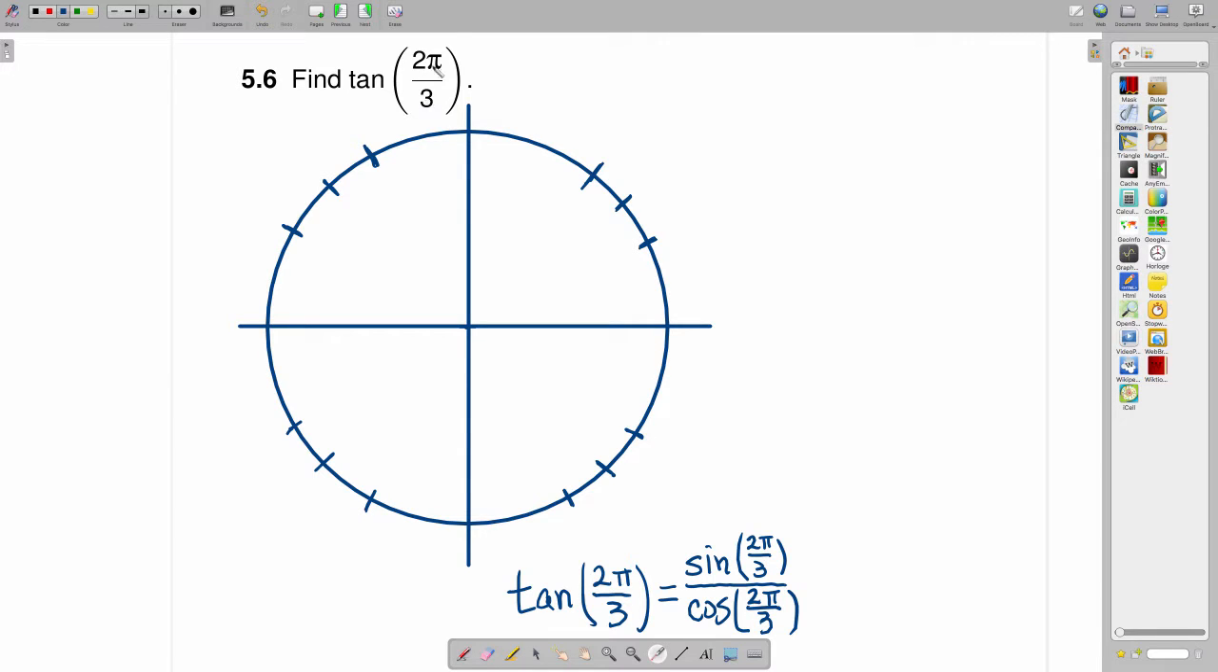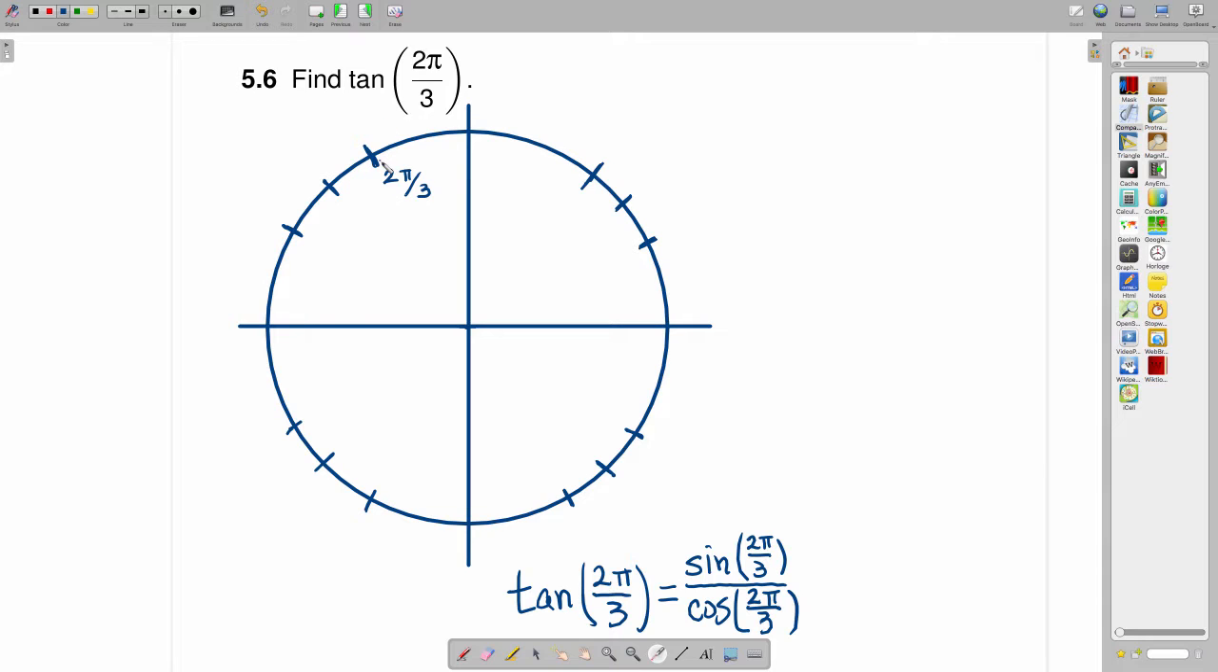So at this point, we want to figure out where 2 pi over 3 happens to fall. And if this is 0 and this is pi, then we are 2/3 of the way to pi, and that angle turns out to be right here. 2 pi divided by 3 is this angle right here.